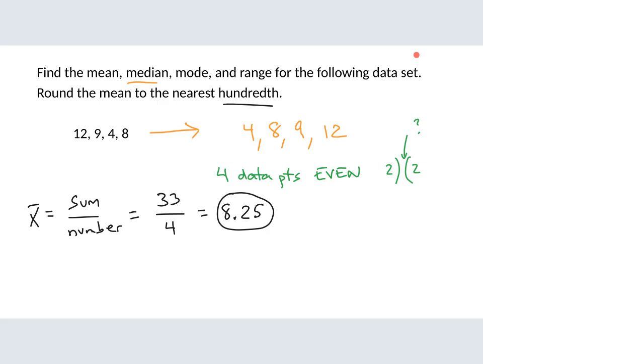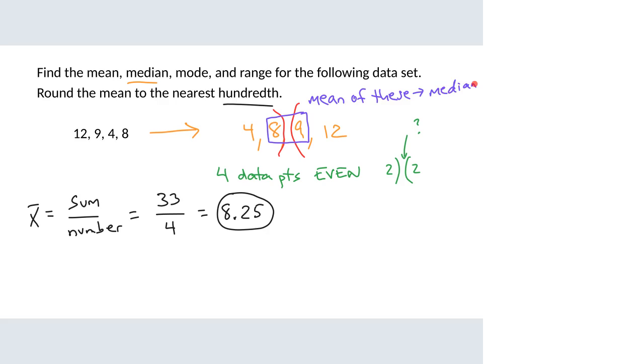So here's how we handle that. What we do is we still section off our data set. There's the lower half, there's the upper half, and that median I don't have in the middle. The way that I handle this is I look at this and I say, okay, the 2 data points that are closest to the middle, I am going to find the mean of those 2 numbers, and that's going to be the median of my data set. So the mean of those 2 will be the median of the data set.